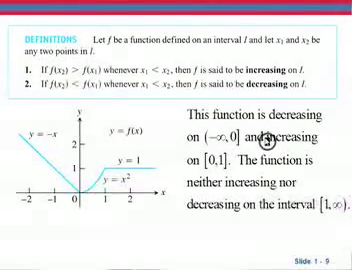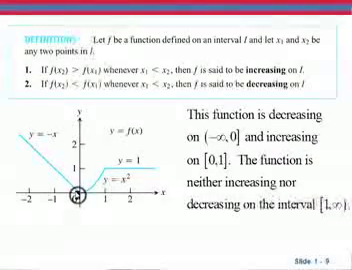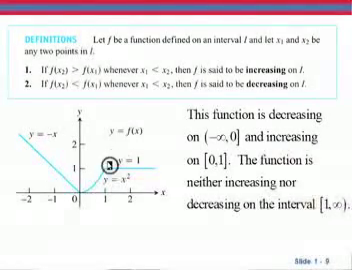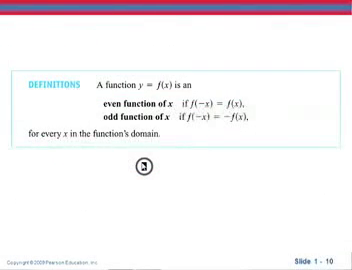If you look at this graph, this function is decreasing from -infinity to 0. Between -infinity and 0, our graph is going downhill. It's increasing between 0 and 1. It's going uphill. And from 1 to infinity, it's neither increasing nor decreasing. It's just flat. That's often called being constant.